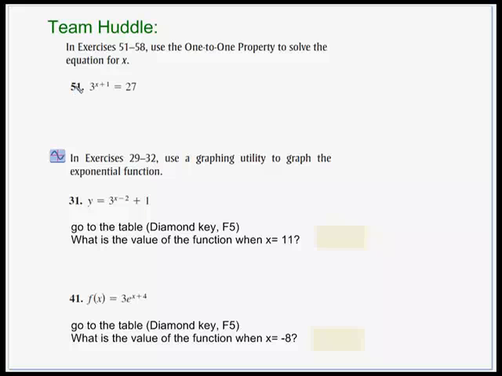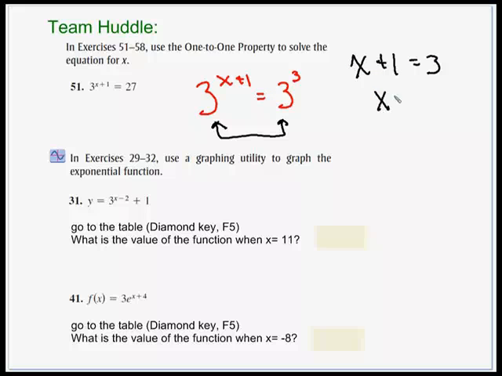So in 51, we have 3 to the x plus 1 power. What we've got to ask ourselves is, can we rewrite 27 as 3 to some power? Well, that's going to be 3 to the third. 3 to the third is 27. And now that the bases are the same, we can set the exponents equal. x plus 1 equals 3. Subtract 1 from each side, x is equal to 2. That's our only solution.